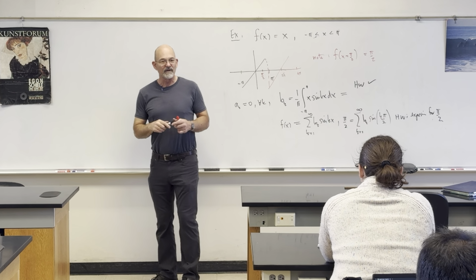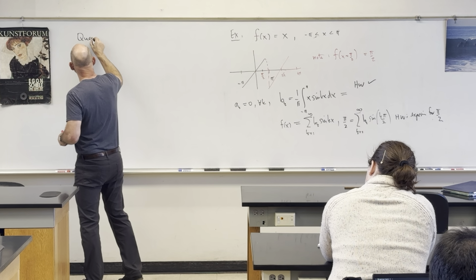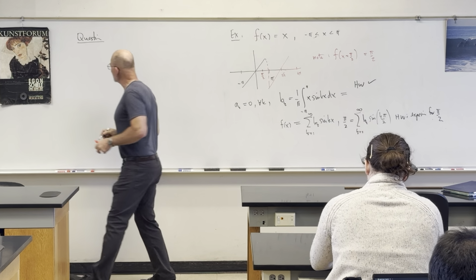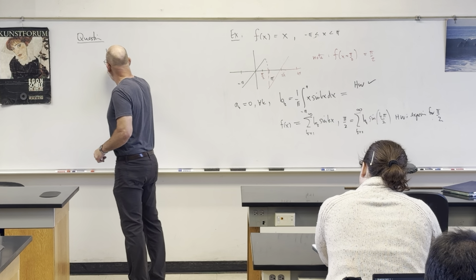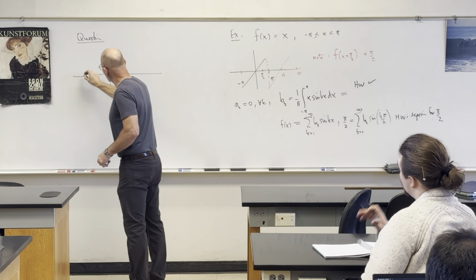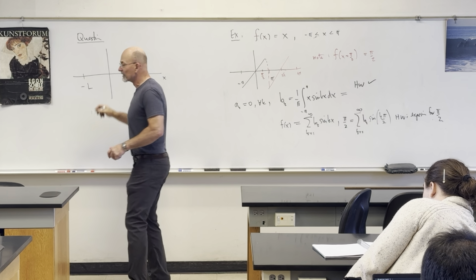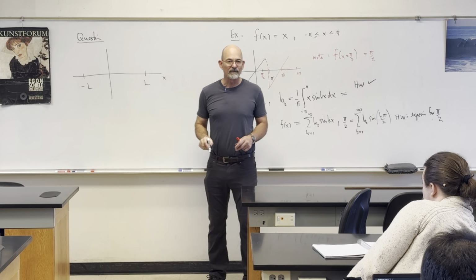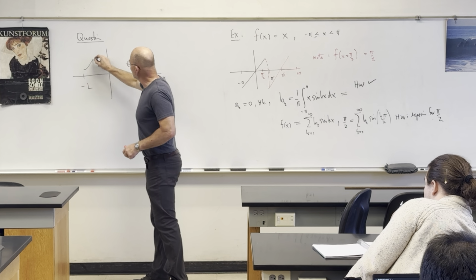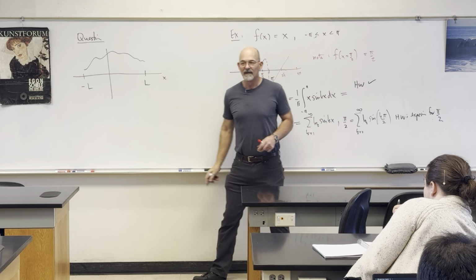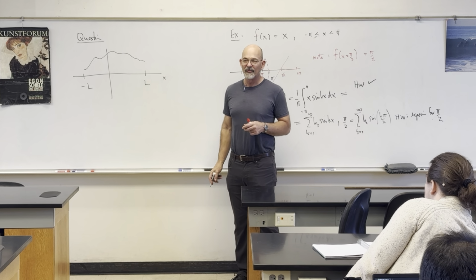Back to the complex version because it's the easiest to work with. Here's our question. How do we modify what we've done so far? Of course, it'd be better if we practiced it a bit, but how do we modify it if we have an arbitrary interval minus L to L over which we want to expand some function in a Fourier series? So we've just got some function here, and we want to take the formulas we have and write them down for minus L to L.